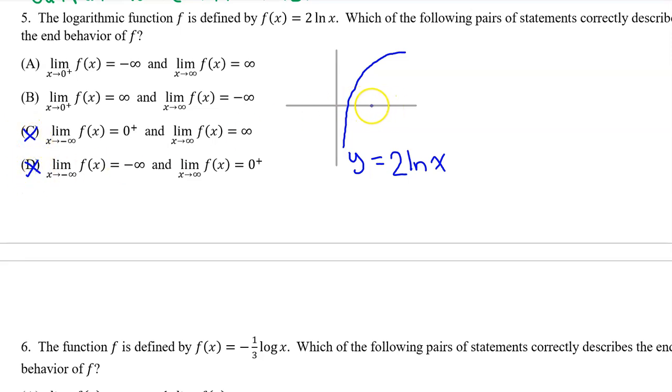And as x approaches 0 from the right, the value of the function is falling. In other words, the limit as x approaches 0 from the right is negative infinity. So that means the answer is going to be A. But let's follow through and look at the right end behavior. As x approaches positive infinity, the value of the function increases. In other words, the limit is positive infinity, which is what we see here.